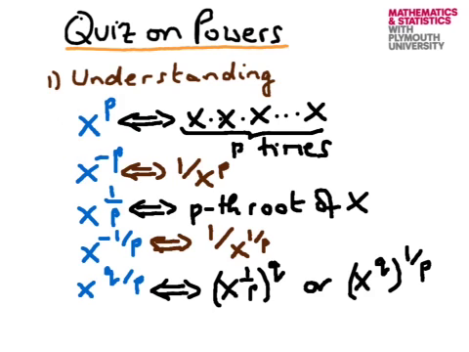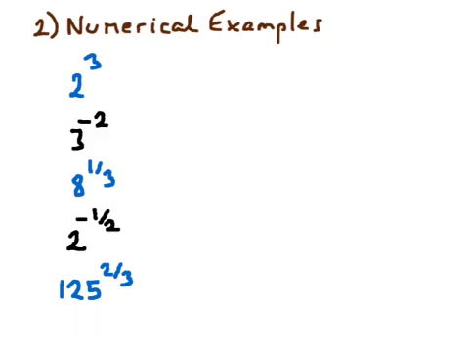And now in the next section, which I'm going to do on the next slide, we're going to look at some numerical examples. So the first set of numerical examples are to work out what are 2 to the power of 3, 3 to the power of minus 2, 8 to the 1/3, 2 to the minus 1/2, and 125 to the 2/3. So again, if you could pause the video, calculate them, and then come back.